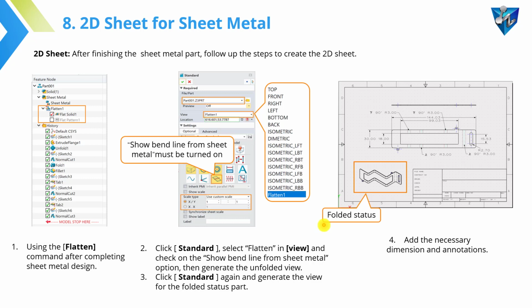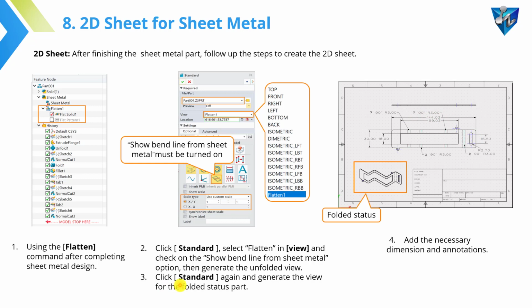Okay, let's go over the steps to create a sample drawing. First step is we use the flatten after completing the sheet metal design. And then next, we need to create flatten view. And there are two little steps. First one is we need to select the flatten in the view option. And the next one is we need to check the show bend line from sheet metal option. And then we can create the flatten view.